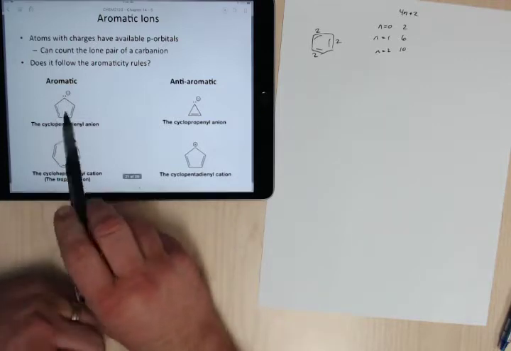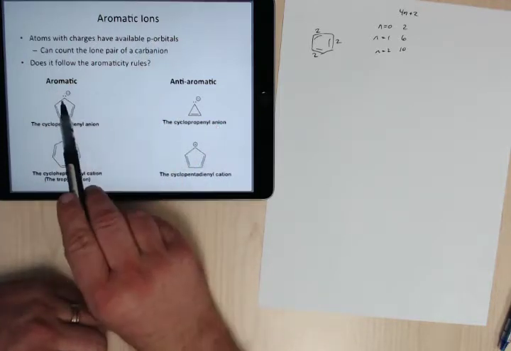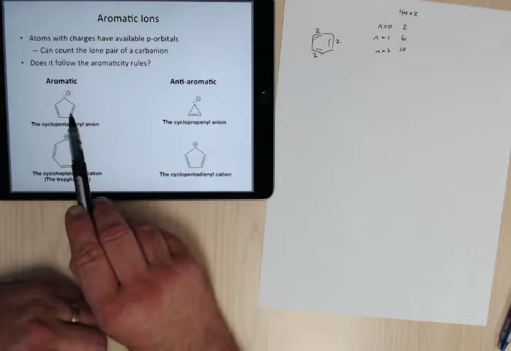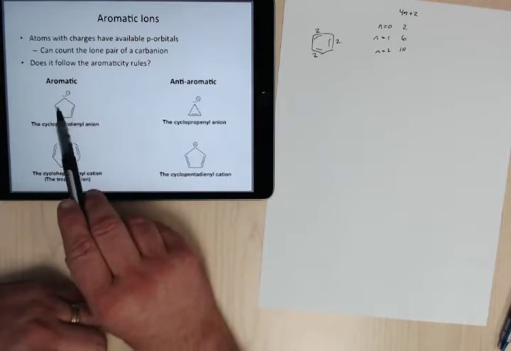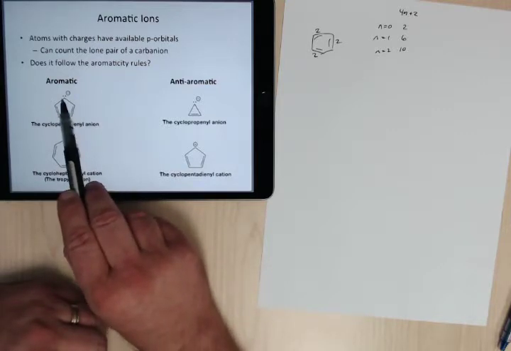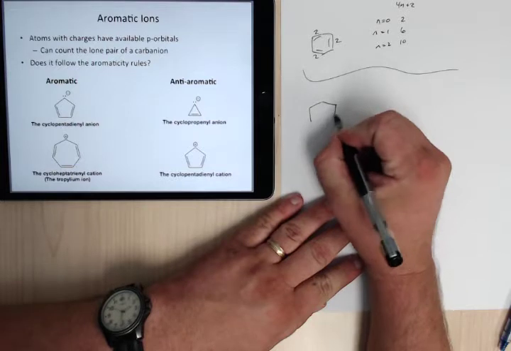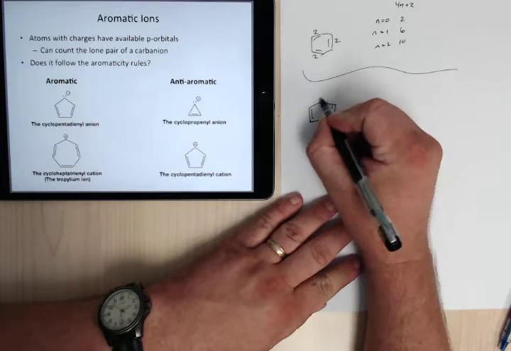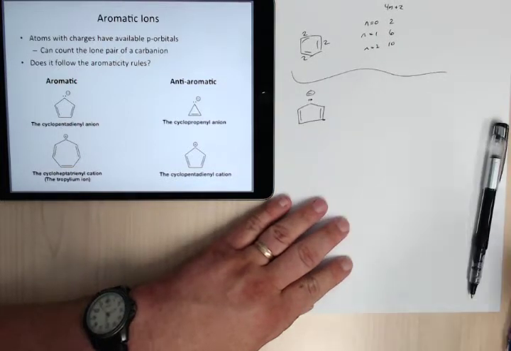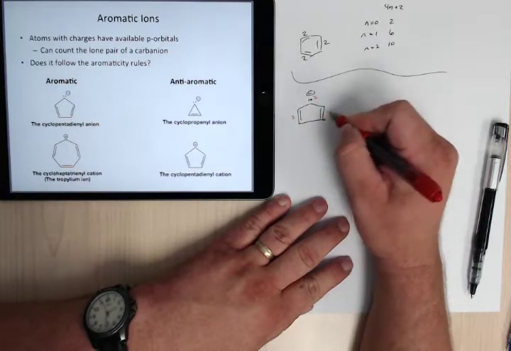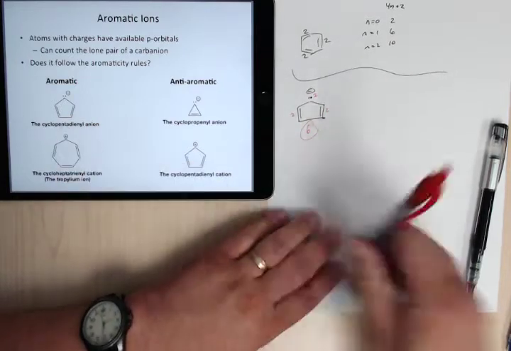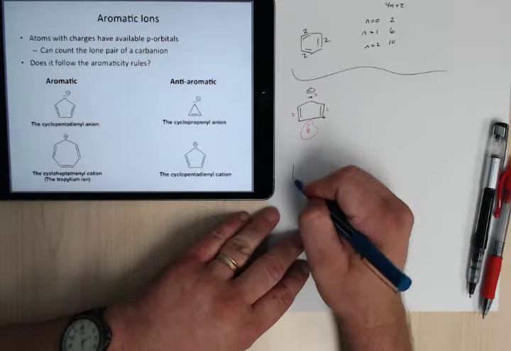So here, aromatic ions. Each one of these carbons here has a p orbital. These two are part of double bonds. This one has a lone pair, so that's good. So we have 2, 2, 2, so we have 6, and so this is aromatic. The other.